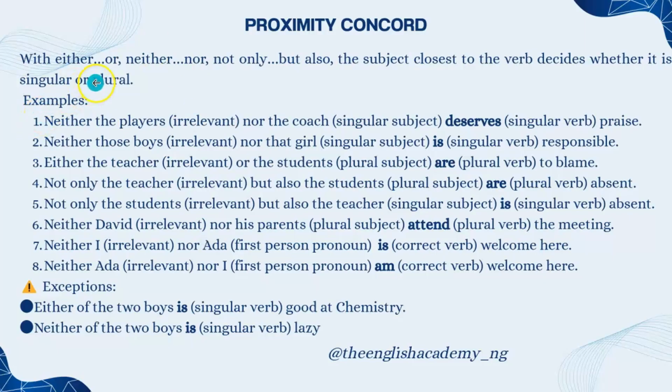With either...or, neither...nor, not only...but also, these are what we call correlative conjunctions. So the question is that it is talking about two separate subjects. Which one will now determine our verb? The rule says that the subject closest to the verb decides whether it is singular or plural. From the word proximity, proximity means nearness or closeness.